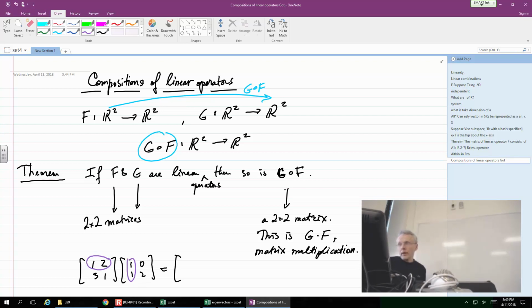So this will be 3. Then what do I have here, the next entry, 1, 2, 0, 2? 4. And the next entry is 3, 1, 1, 1, which gives me 4 again. And then finally I have 3, 1, 0, 2, which gives me 2. So in other words, that is how we compute compositions.